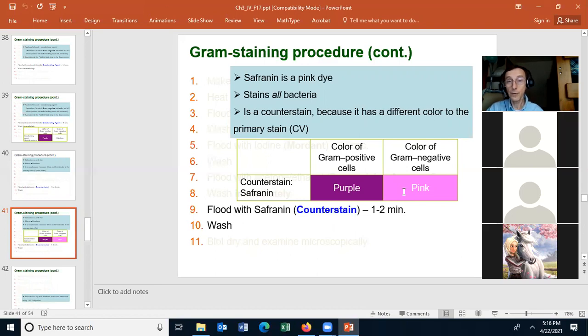Well, here's a question for you. I just stated that safranin stains all the bacteria. Why don't the gram-positive cells stain pink? Or you could say pink and purple together. Anyone have a guess? Come on, people, don't be shy.